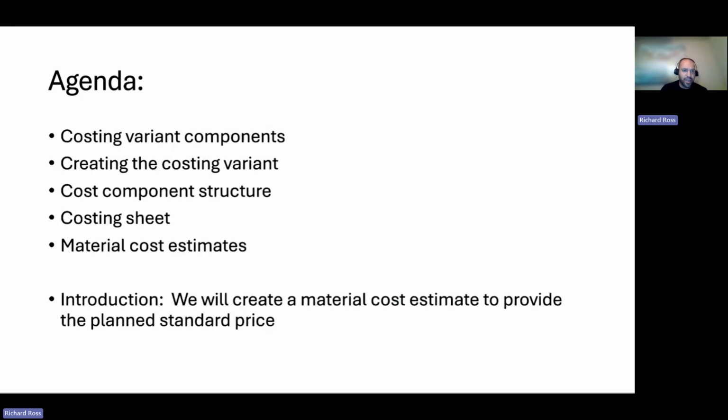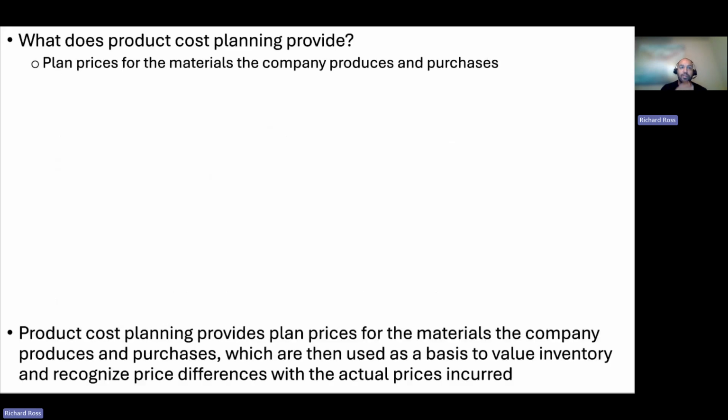On the agenda for today is costing variance components, creating the costing variant, cost components structure, costing sheet, material cost estimates. And as the introduction here, just to let you know, we will create a material cost estimate to provide the planned standard price. What does product costing cost planning provide?